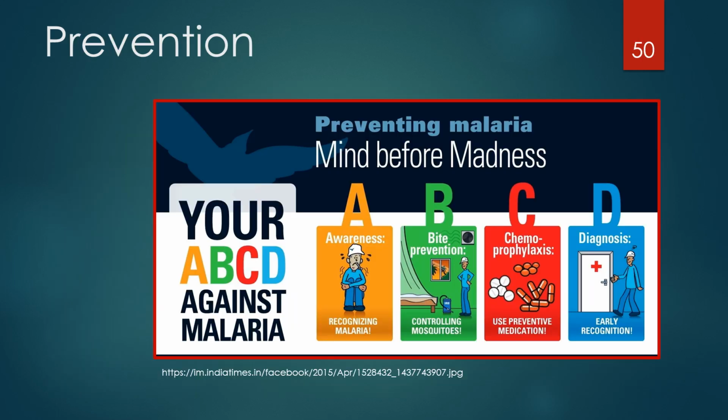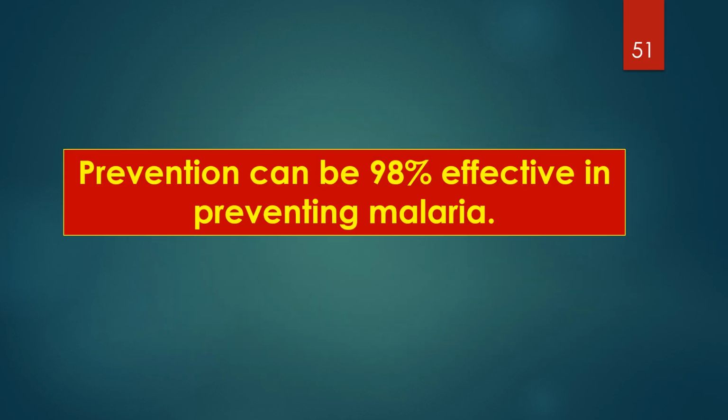Let's now turn our attention to the prevention of malaria. Simple prevention techniques can be 98% effective in preventing malaria. These prevention strategies will also significantly impact not only malaria, but many other mosquito-borne illnesses. As mentioned previously, without precautions or anti-malarial prophylaxis, the infection rate for non-immune individuals is approximately 1.2% per month, or 14.4% per year.